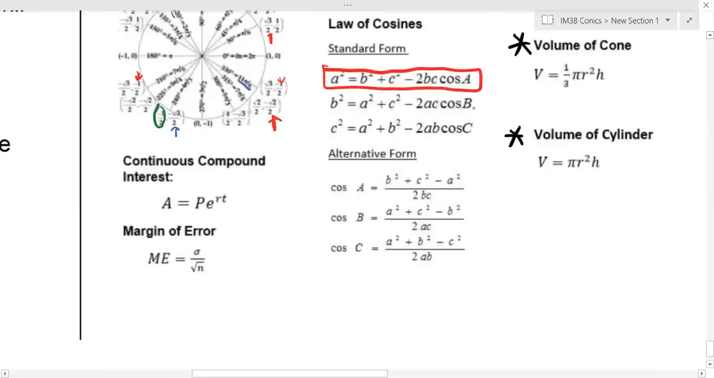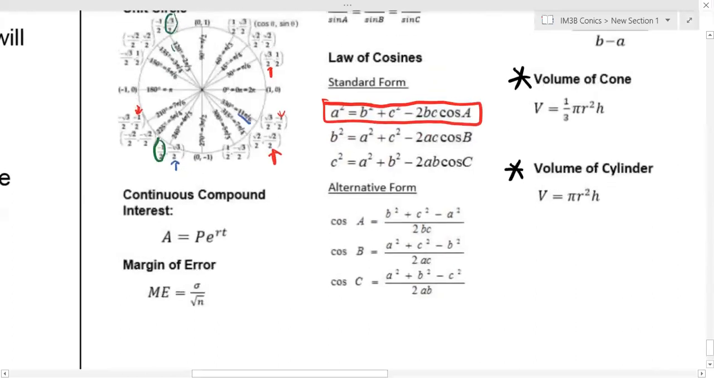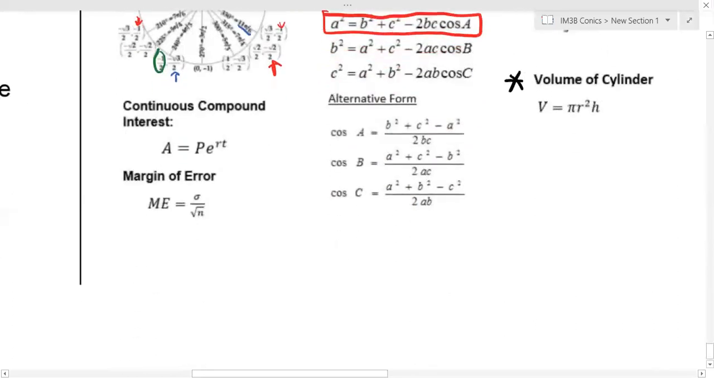If they gave me angle B, I would use the next one. If they gave me angle C, I would use the next one. I'm not using the ones below because that's if I don't know an angle, right? So I'm going to use a squared equals b squared plus c squared minus 2 times b times c times cosine of A.